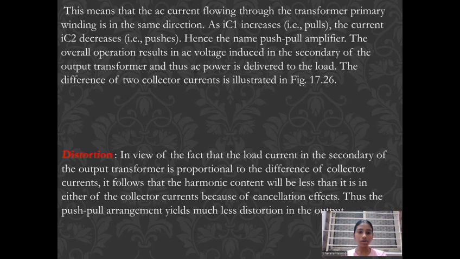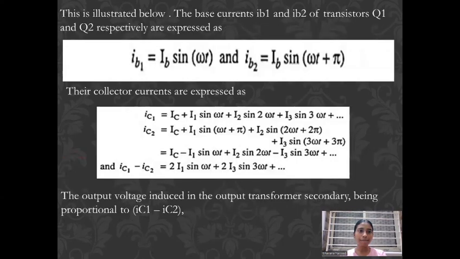Distortion. In view of the fact that the load in the secondary of the output transformer is proportional to the difference of the collector currents, it follows that the harmonic content will be less than it is in either of the collector currents because of the cancellation effects. Thus, a push-pull arrangement yields much less distortion in the output. This is illustrated below.